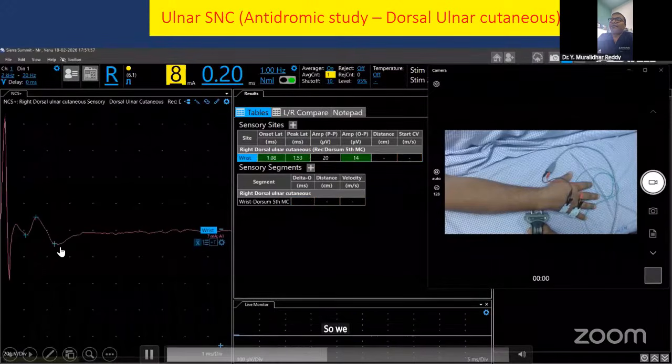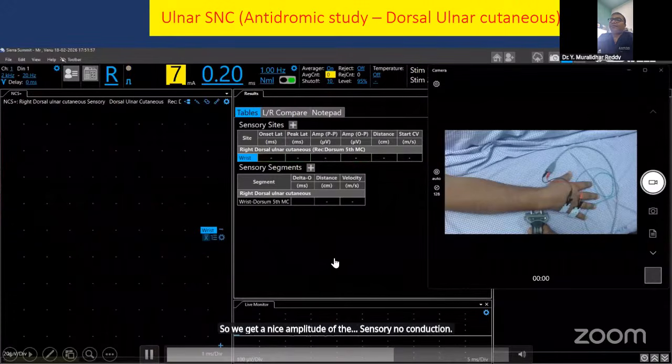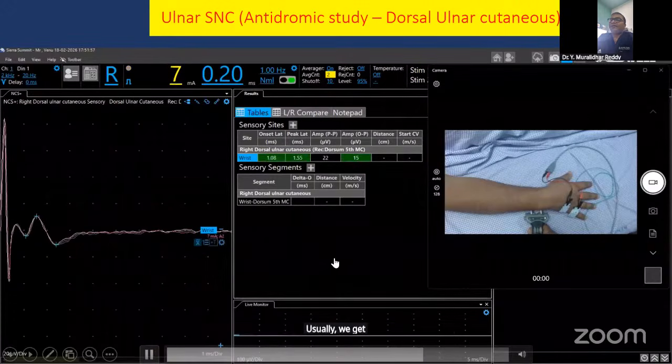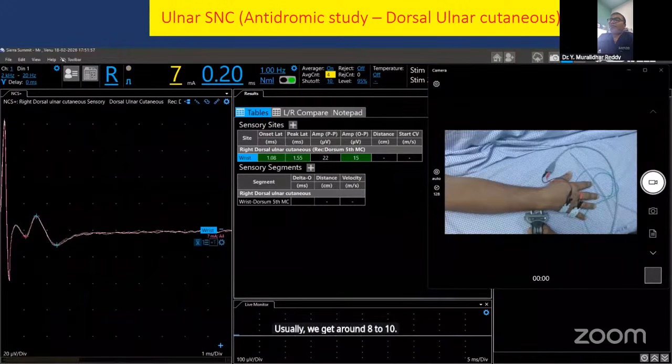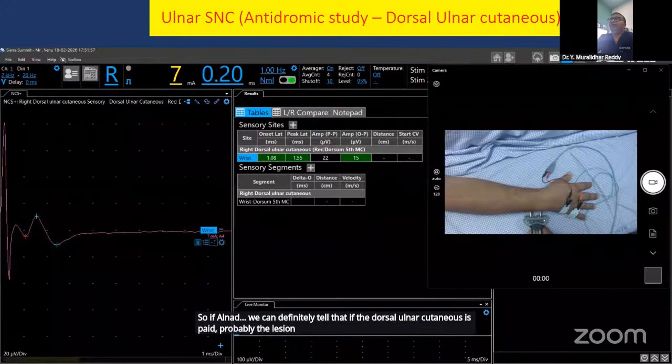So we get a nice amplitude of the sensory nerve conduction. Usually we get around 8 to 10 microvolts amplitude. The importance of this I actually told in ulnar neuropathy at wrist. So if ulnar, we can definitely tell that if the dorsal ulnar cutaneous is impaired, probably the lesion is above the level of the wrist.